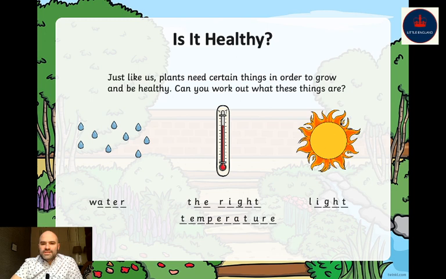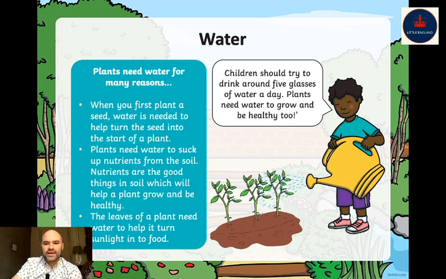So what is this thing? The sun. And the sun gives light. So plants extremely need light. Let's look more at what they need. So water. Plants need water for many, many reasons.